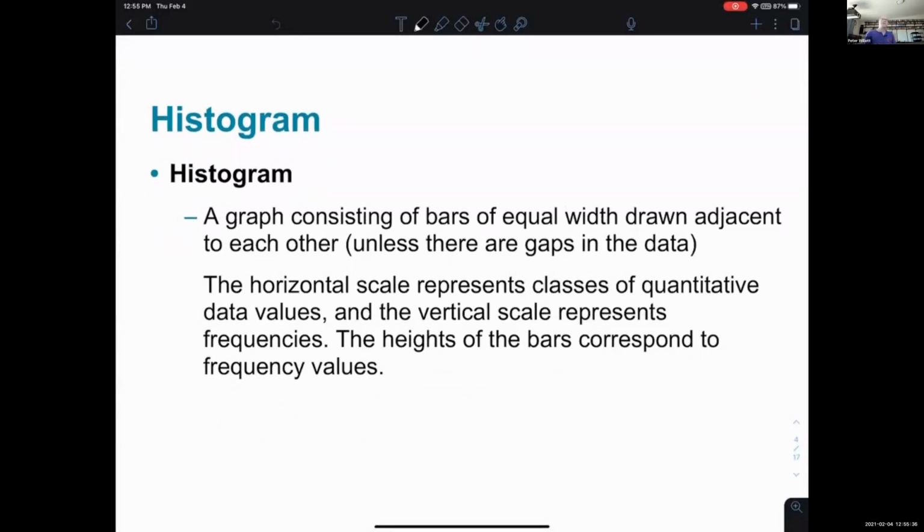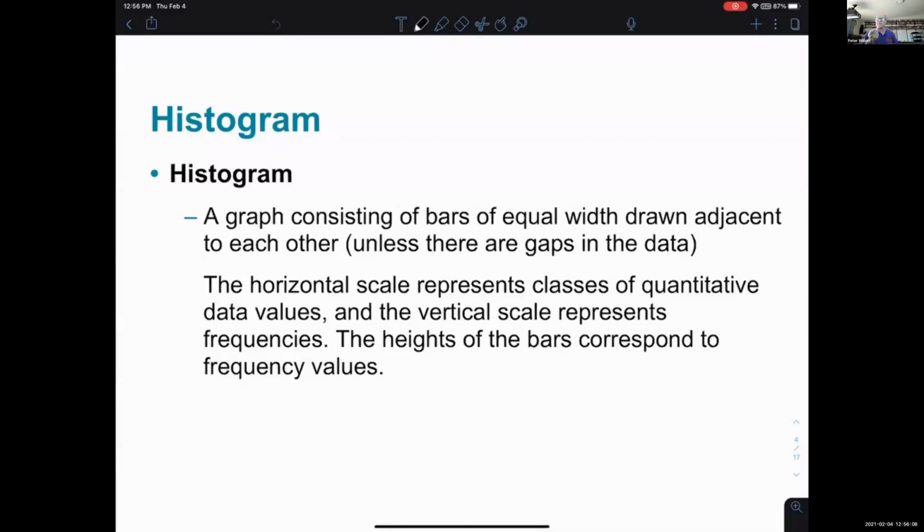A graph consisting of bars of equal width drawn adjacent to each other, meaning next to or side by side each other, unless there are gaps in the data. So you may have bars that are separated because there's no data in there. The horizontal scale, horizontal is up and down. Of course, I just said that exactly wrong. Horizontal scale is side to side. I'm dyslexic, I always do that. Horizontal is side to side, and the horizontal scale represents the classes of quantitative data values.